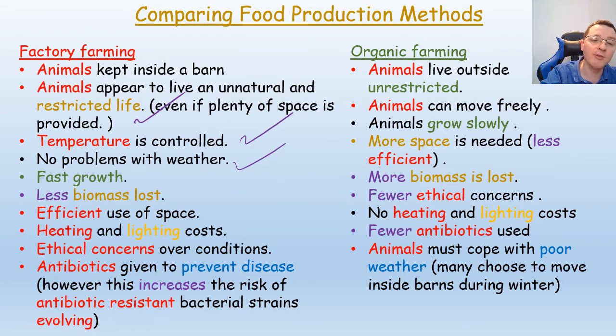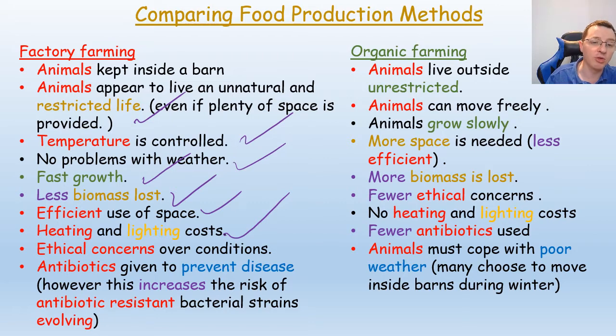The animals will therefore have a very fast rate of growth because there is less biomass lost. We have a very efficient use of space. A large amount of animals can be grown in a very small area. There are, of course, some disadvantages. For example, the farmer will have to pay for heating and lighting costs.